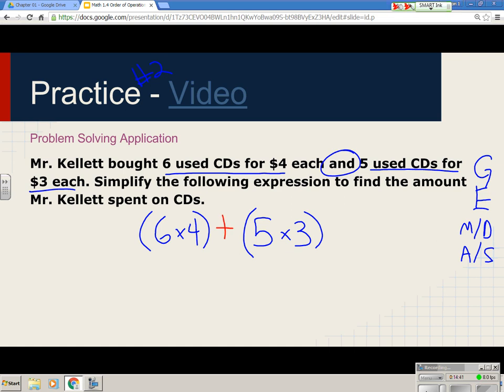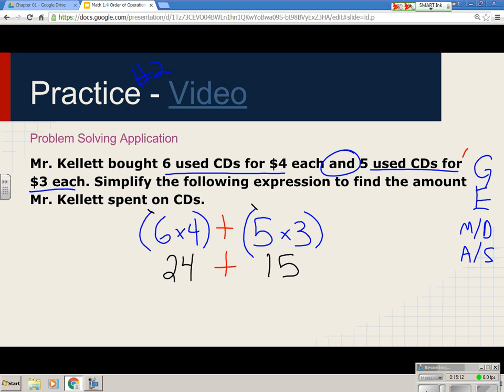Now, the way I wrote this, we have 2 groupings, don't we? We have a parentheses here and a parentheses here. When you have 2 sets of parentheses, you can actually do both at the same time. I'll show you. 6 times 4, what does that equal? 24. 5 times 3, 15. Now, there is something outside the parentheses. That's the plus symbol, so we have to bring that down. So we were able to take care of our groupings.